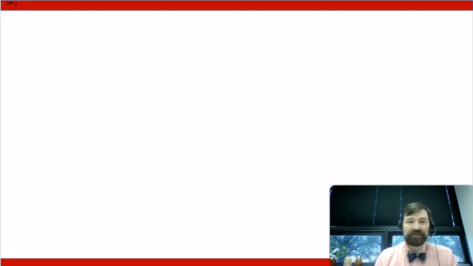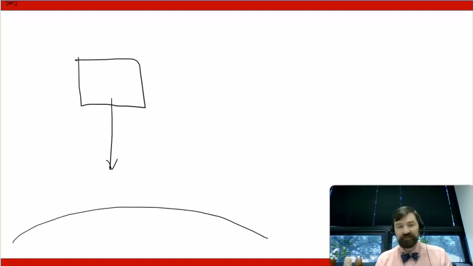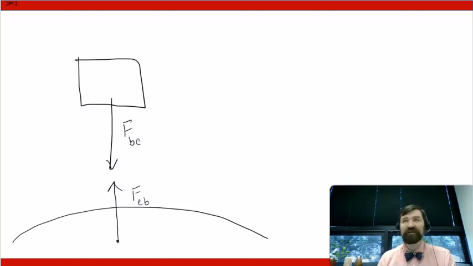A follow-up question. Again, I have my box, and I've got gravity pulling downward on the box. Maybe it's been tossed up in the air. And then somewhere down here is the Earth. And the Earth is being pulled up with gravity towards the box. So we could say that this is force on box from Earth. This is force on Earth from box. And so the question is, which one is larger?